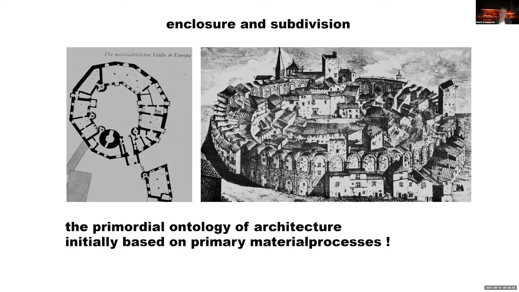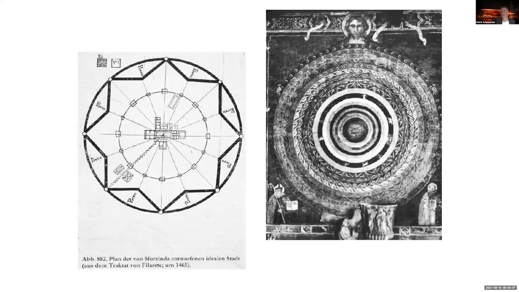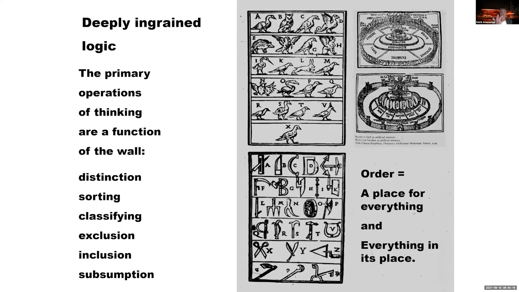as it nearly is a primary material process, and then they get abstracted, and the ideal city gets abstracted from that evolved city, and then that ideal city diagram becomes a diagram for thinking nearly everything else. So that's the thesis here. The ideal city diagram is based on rationalization of the evolved city, and then it becomes a cosmology, so that logic, the primary operations of thinking, are functions of the world: distinction, sorting, classifying, exclusion, inclusion, subsumption, these patterns of enclosures.